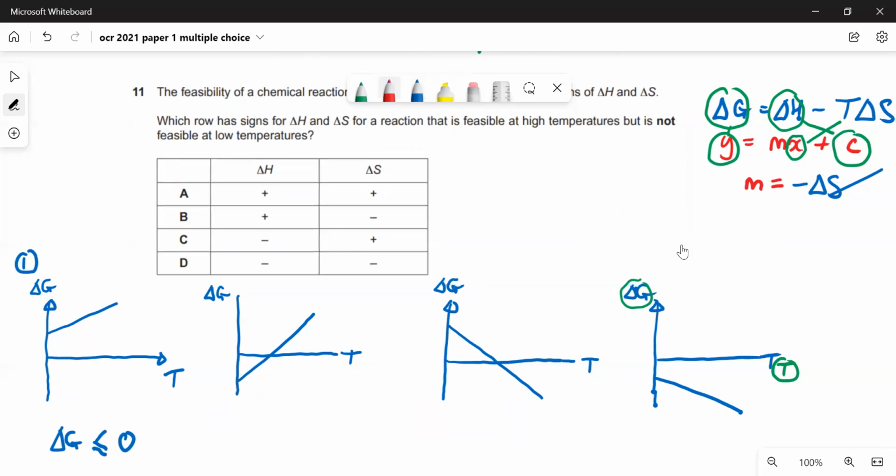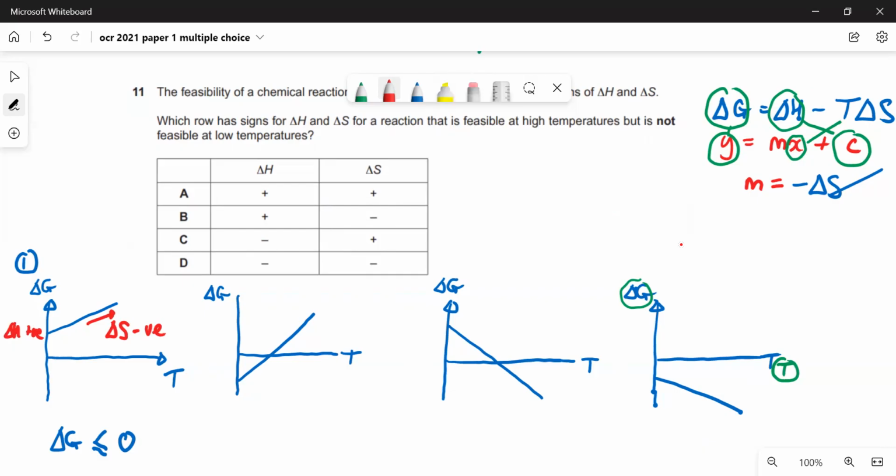Let's just see what kind of reaction that is. Well, look, we can see there we've got delta H is positive because the intercept is positive, yeah? And the gradient is positive. It's going up like that. So that means delta S is negative. Okay, so that one is not possible.